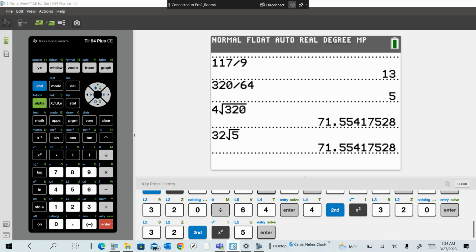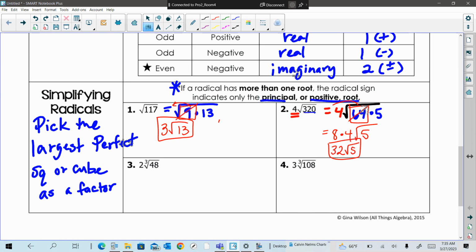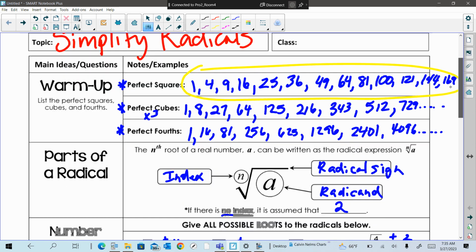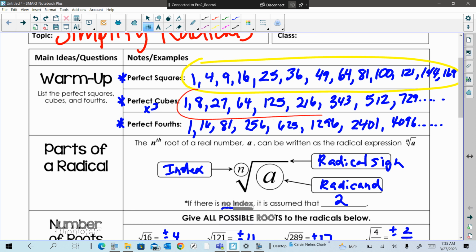All right, so now this has an index of 3. So you need to be picking from the cube numbers. Starting at 1, then 8, 27, 64. Okay, so which one of these numbers goes into 48? Well, which one?